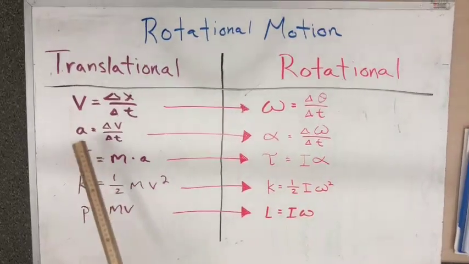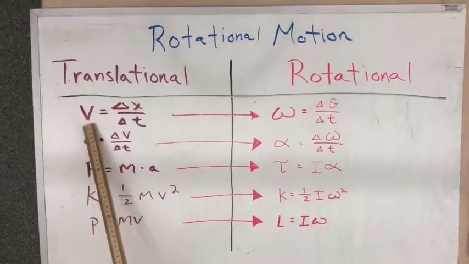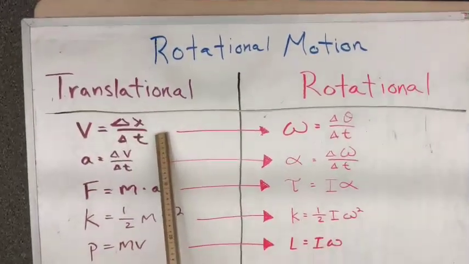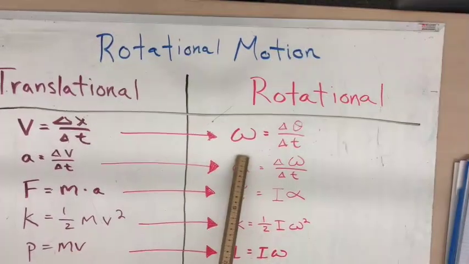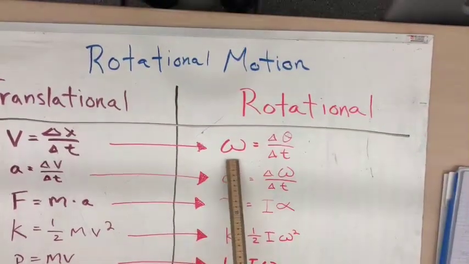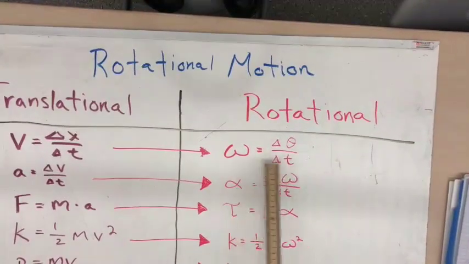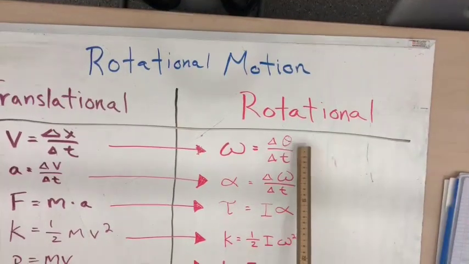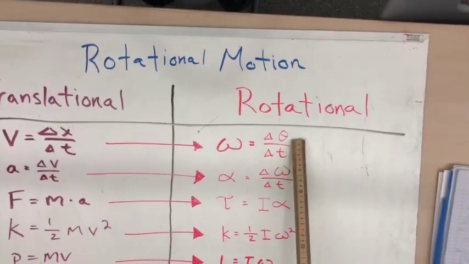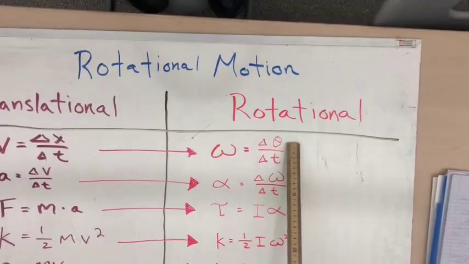In the translational world, we know that velocity is a change in position over the change in time. Similarly, in the rotational world, we have omega, which is angular velocity, and that's equal to the change in the angle over the change in time. And it's important to note that the change in the angle is measured in radians.